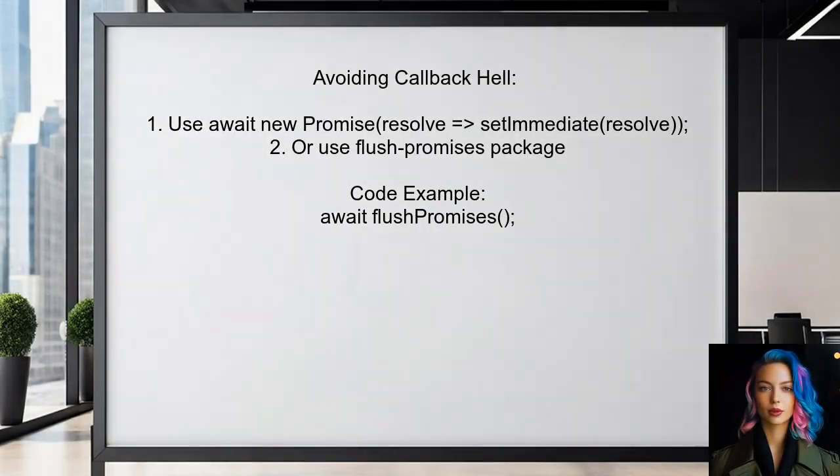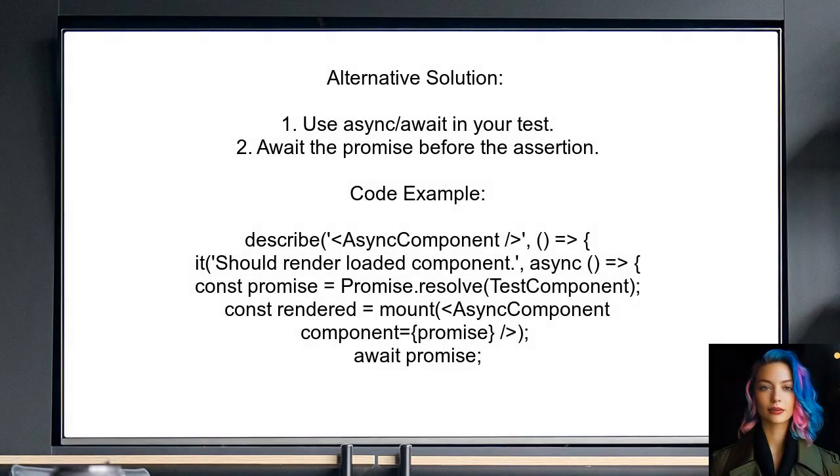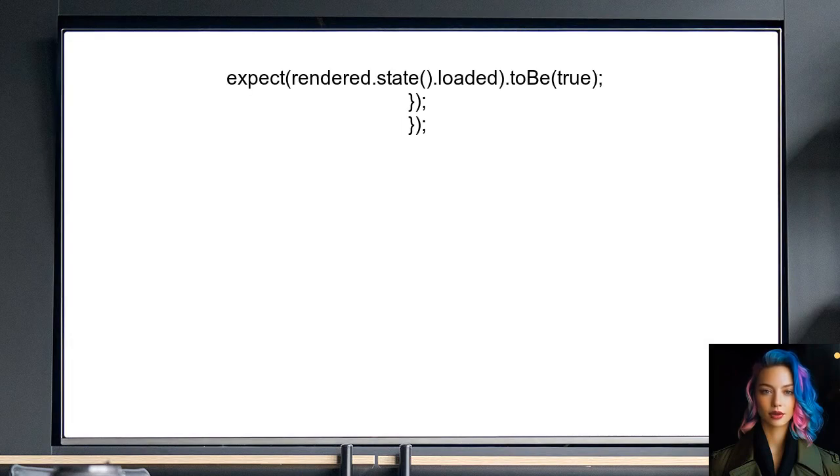To avoid callback hell with multiple setTimeout calls, the user suggests using await with setImmediate to flush the microtasks queue, or using the flush promises package for a cleaner solution. Let's take a look at another answer from another user. An alternative approach suggested by a user is to notify Jest about the promise using async and await. This allows you to wait for the promise to resolve before making your assertions.